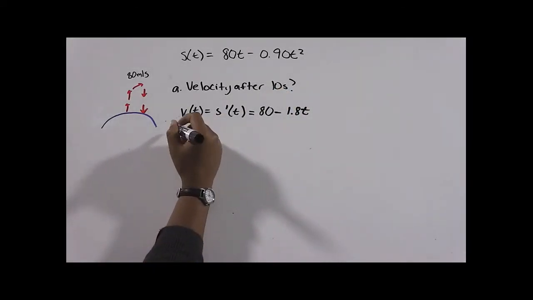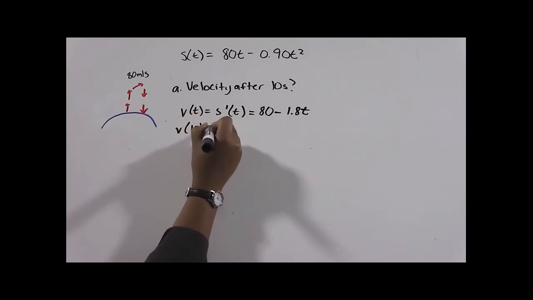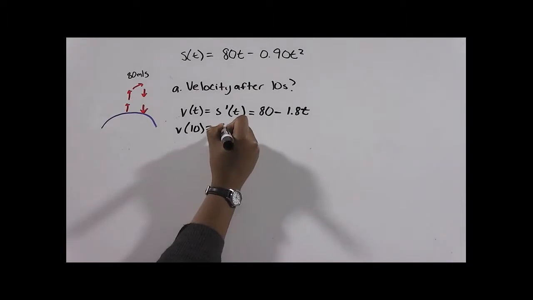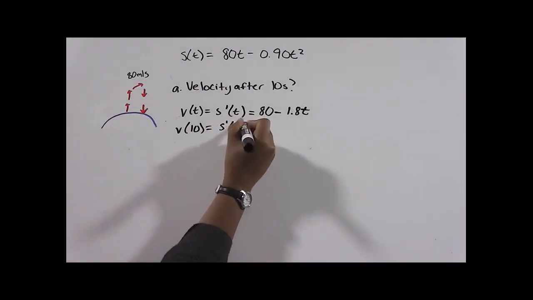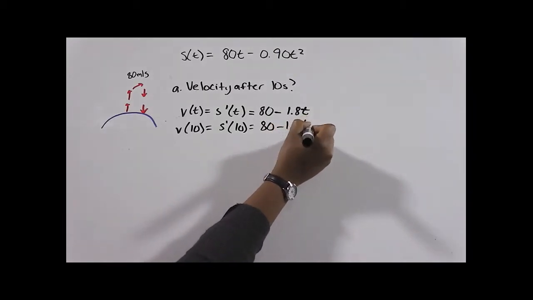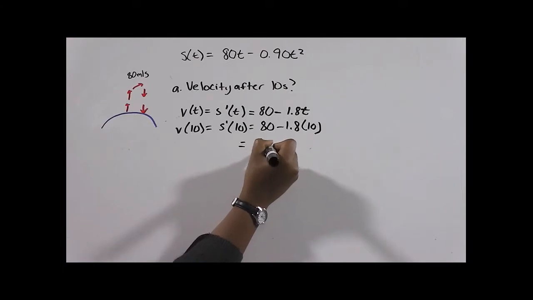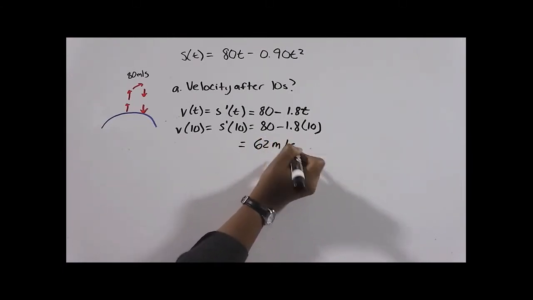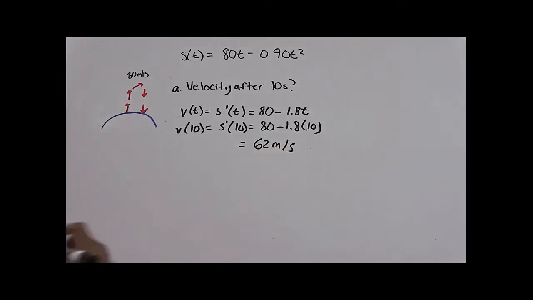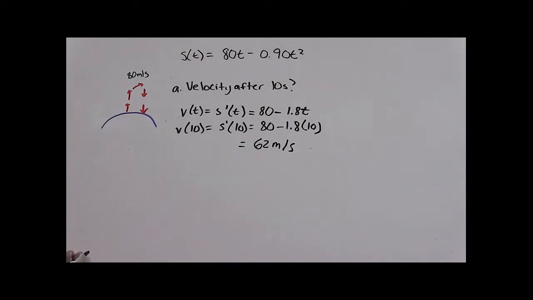And to find the velocity at time 10 seconds, it's equal to the derivative at 10 seconds, which is 80 minus 1.8 times 10, which equals 62 meters per second. So after 10 seconds, the velocity of the arrow is 62 meters per second.